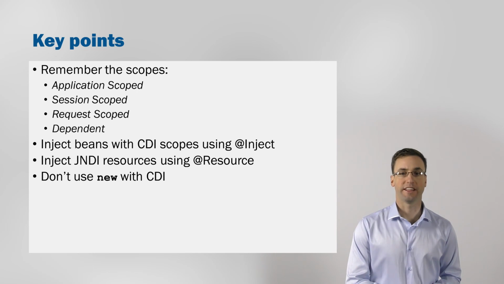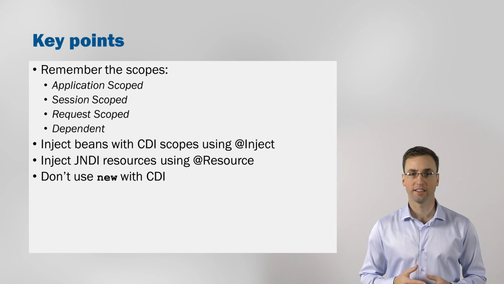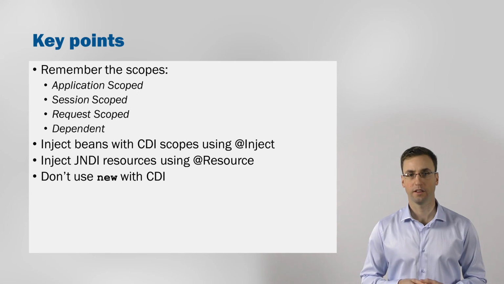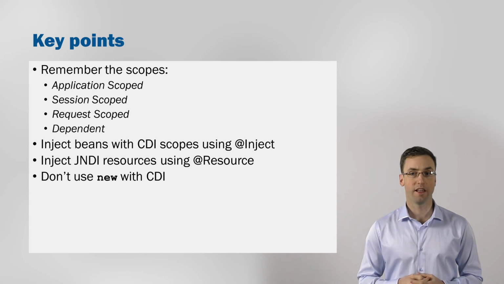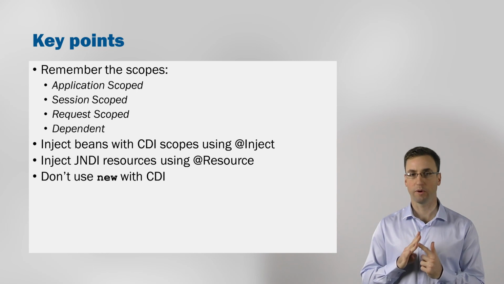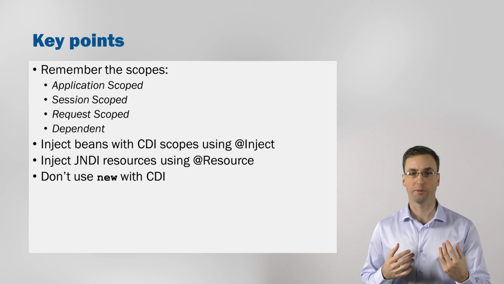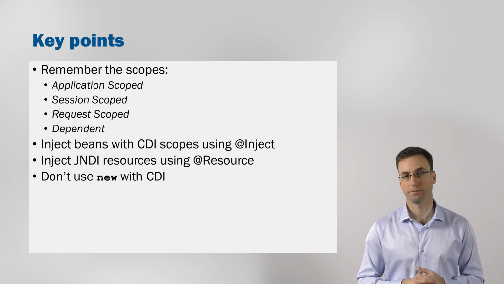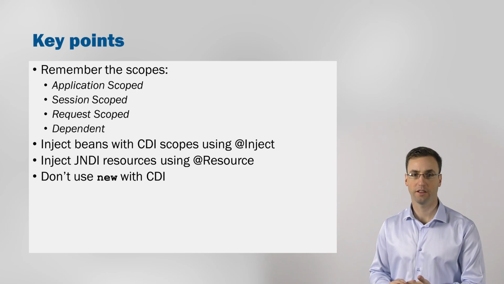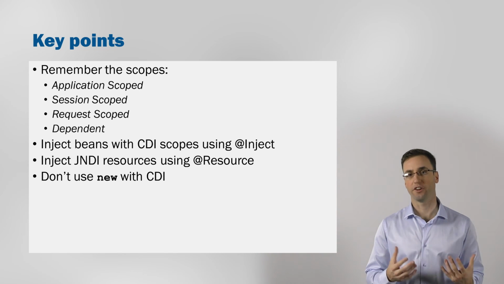So that's it. There's a lot in the CDI spec, and I encourage you to follow your interests and read more. CDI is very powerful, and it lets you do some amazing things quite easily. The most important things to remember from this video are the 4 scopes: application scoped, session scoped, request scoped, and dependent. You can inject beans with those scopes using just the inject annotation. If you want to inject JNDI resources, then you should use the resource annotation. Just remember to let CDI do all the work. Don't use new to create those objects yourself.